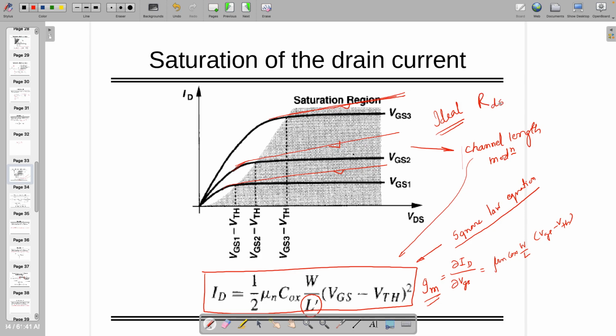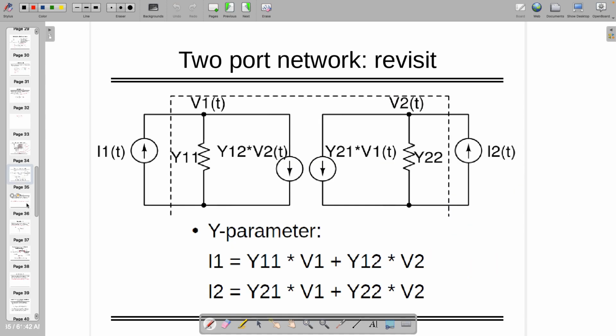rds. Sorry, I should keep this rds. When you take the derivative, you can find this slope, which is 1 by rds. So that can also be found out, and that's the channel length modulation resistance. Those things we are going to talk about maybe in the next class.